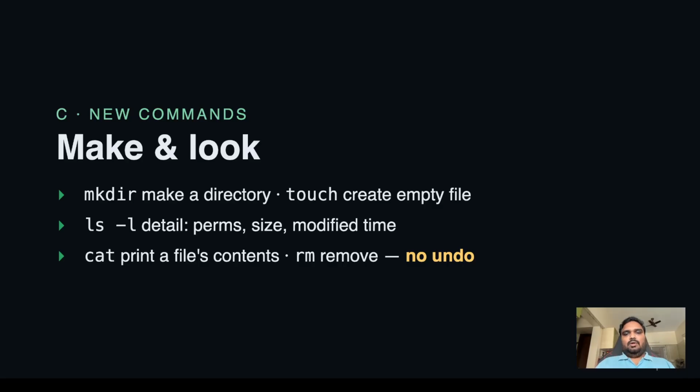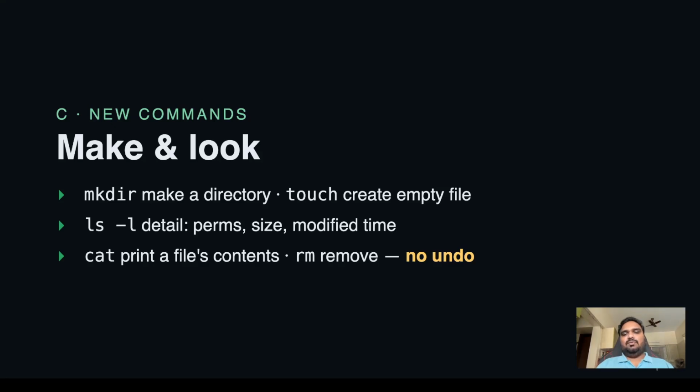So let's go over making and looking at files. We'll learn 5 new commands today. mkdir followed by a name makes a directory. touch followed by a name creates an empty file, or just updates its timestamp if it already exists. ls -l lists with detail: permissions, size, when it was last touched, all this information regarding the file or folder we get using ls -l.